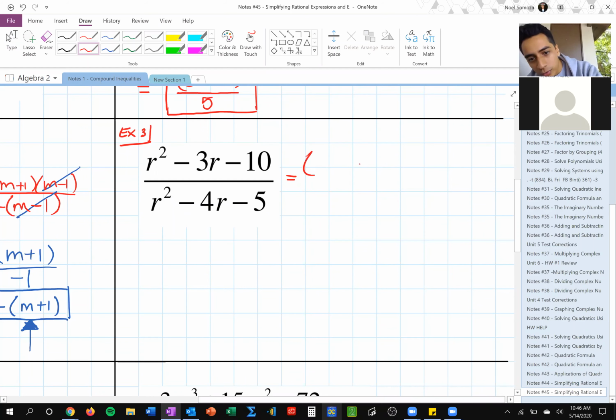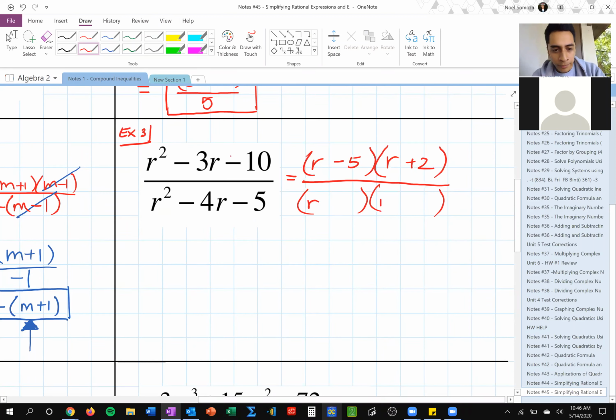We know that's r squared. We want to factor that into 2 separate factors, so that's r times r. And factors of negative 10 that add up to negative 3, I believe we could do negative 5 and positive 2. That doesn't seem too bad. Now in the denominator, r squared, so again, r times r. Factors of negative 5 that add up to negative 4, we could probably have negative 5 and positive 1.